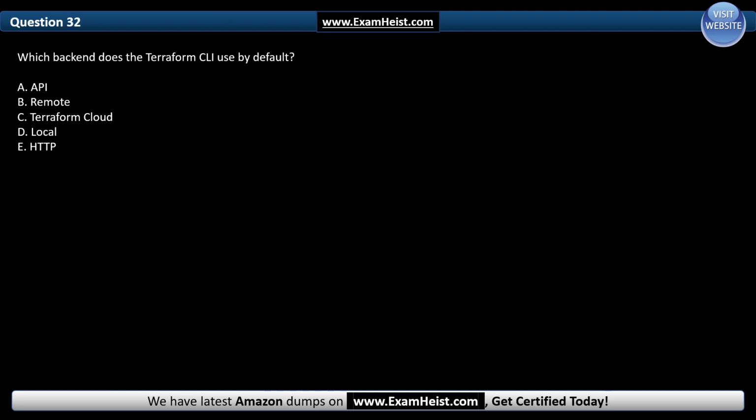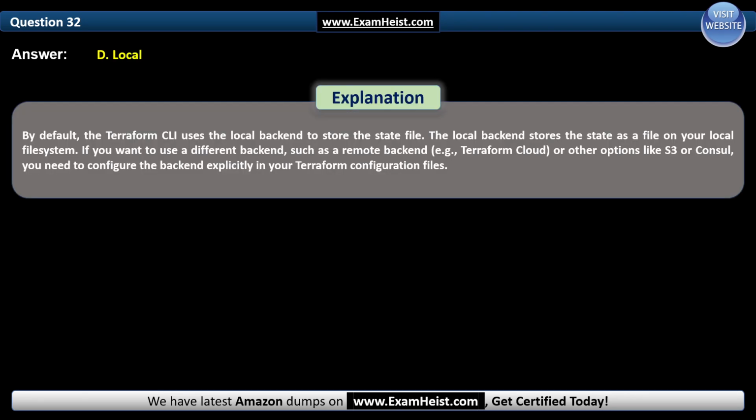Question 32. Which backend does the Terraform CLI use by default? The correct option is D, local. By default, the Terraform CLI uses the local backend to store the state file. The local backend stores the state as a file on your local file system. If you want to use a different backend, such as a remote backend or other options like S3 or Consul, you need to configure the backend explicitly in your Terraform configuration files.